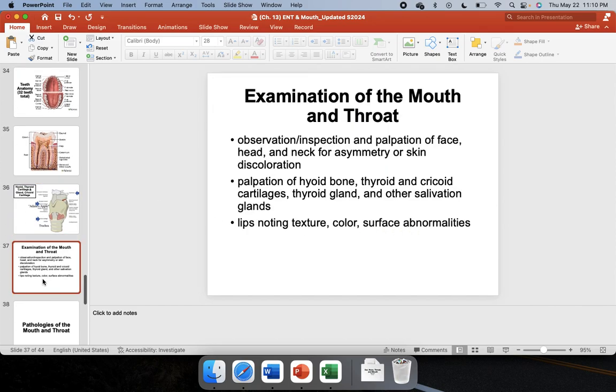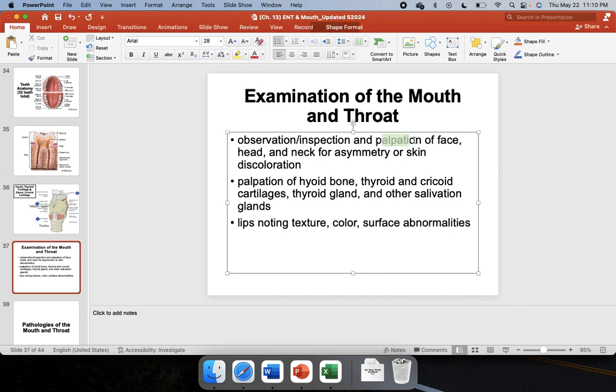Okay? So when we do examination of the mouth and throat, you're just going to look in, right? As far as the mouth, we're just going to look in. You'll look at the face, head, and neck for symmetry, but then palpation of that hyoid bone right up underneath the neck. You might come down and palpate that Adam's apple above and below it. A lot of people will check their glands right underneath, those submandibular glands, to see if they're swollen. And then lips, if they're blue or not, etc. There's a lot to look at here.